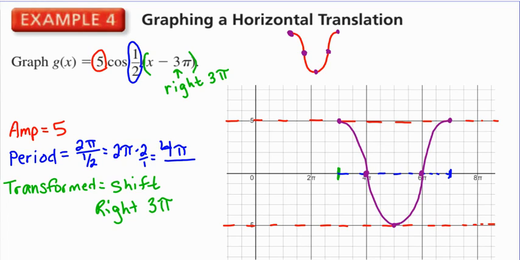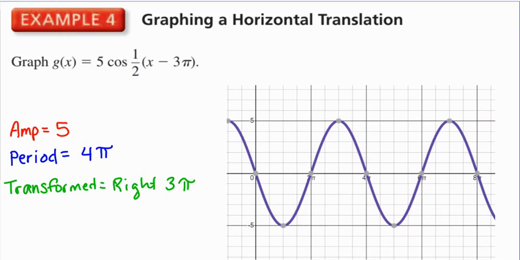Okay, let's see what kind of a better job a computer can do. It's going to look something like this. So we're starting the beginning of our period up high, hitting the middle, coming down low, hitting the middle, and ending up back high. And that's going to be one period. It has a length from 3 pi to 7 pi. This right here is going to have a period length of 4 pi.